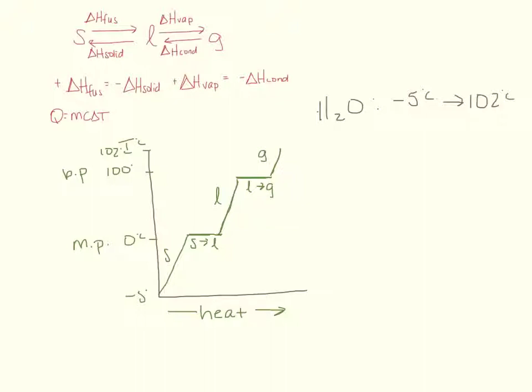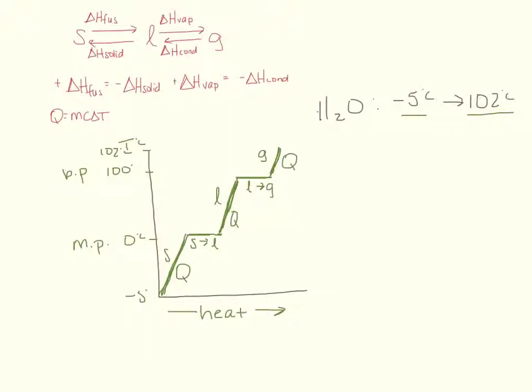So if I had to calculate the energy involved in this entire process, going from -5 degrees Celsius to 102 degrees Celsius, I would have to use my Q here. Q equals mcΔT for my solid phase, Q equals mcΔT for my liquid phase, and Q equals mcΔT for my gas phase.